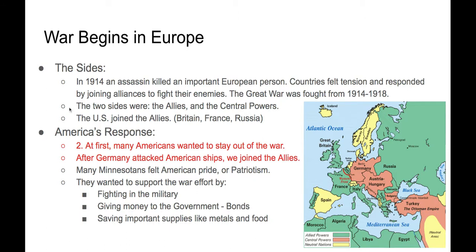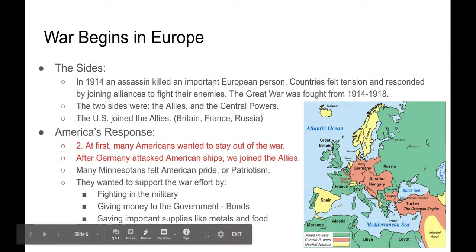Okay, so the two sides that were formed were the Allies and the Central Powers. You should have read about that in our vocab. And when the United States eventually joined the war, they joined on the side of the Allies. So they were with Britain, France, and Russia. Right here is Great Britain, these two little islands. France is right here, and looks like a star. And then Russia is the really big green country right here.